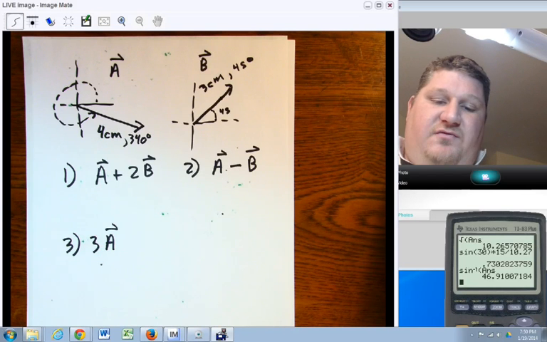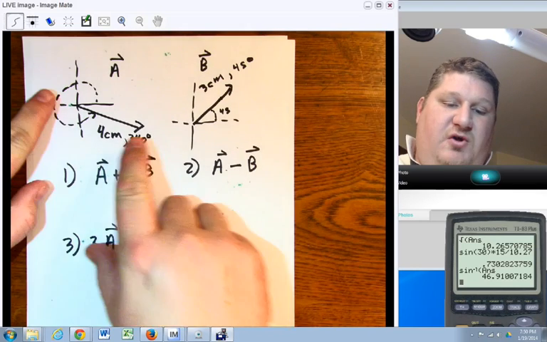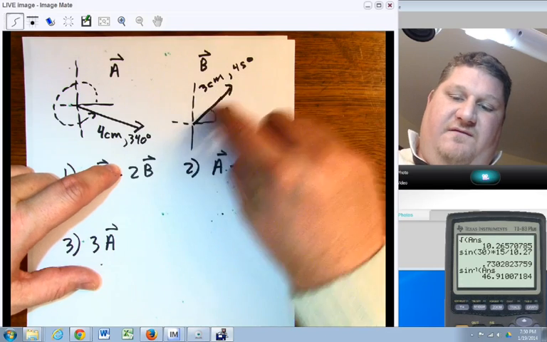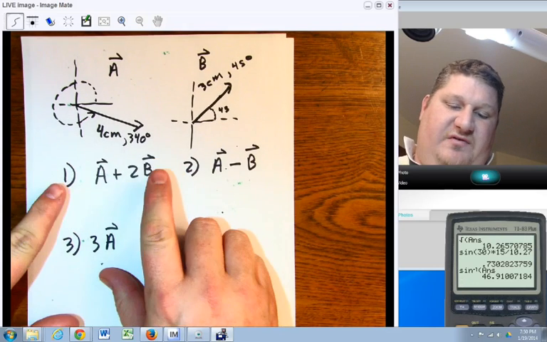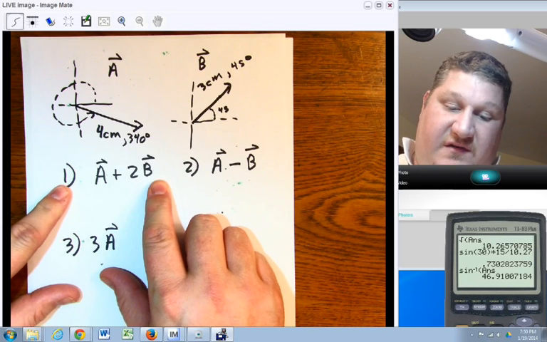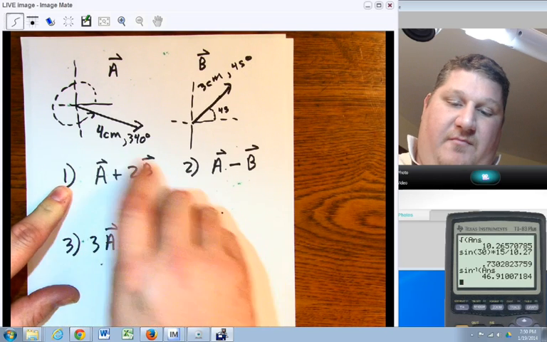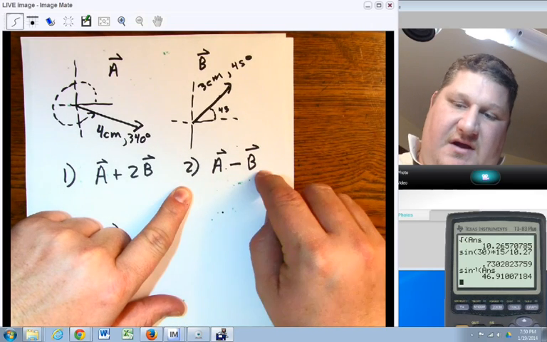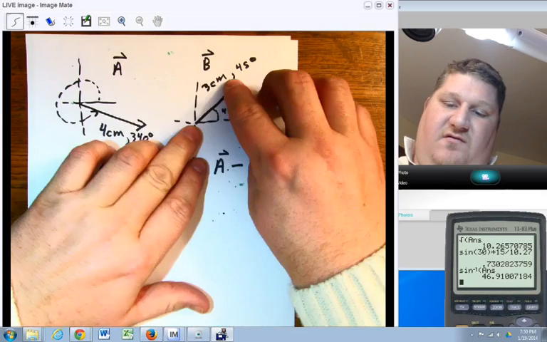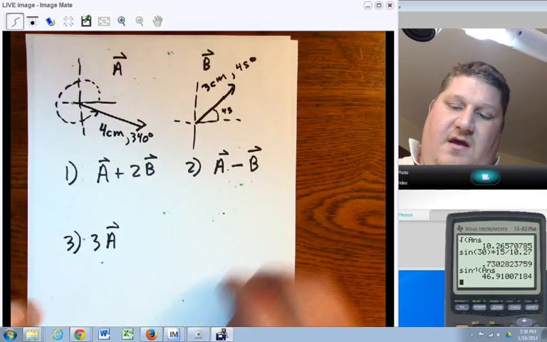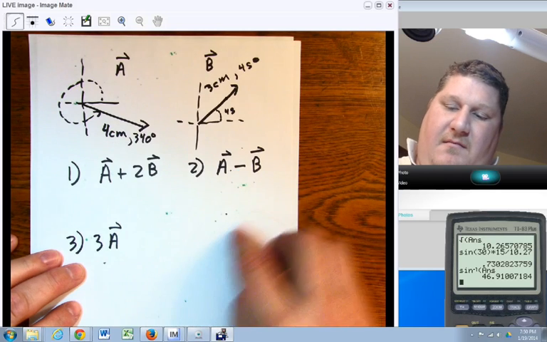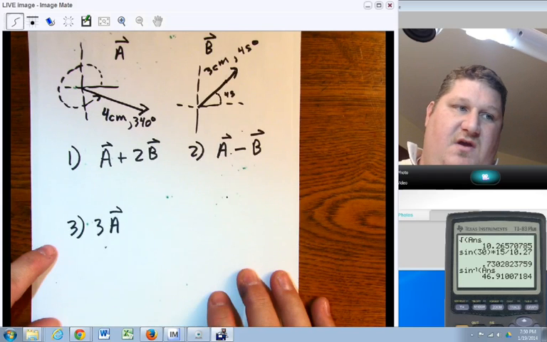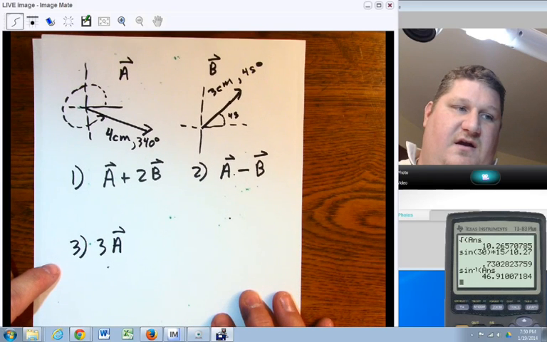The following three problems are your homework. You have 4 centimeters at 340 degrees. You have 3 centimeters at 45 degrees. Your job is to do one problem on one sheet of paper, or one side of a sheet. A plus 2B, draw a big picture, use the entire sheet for the work. Turn the paper over, A minus B. So you're going to have A, and then you're going to flip B around, bring it down, and you have A minus B, and you're going to need another separate sheet of paper there, and finally 3A. So, go ahead, pause the video, write down your problems, get them done.